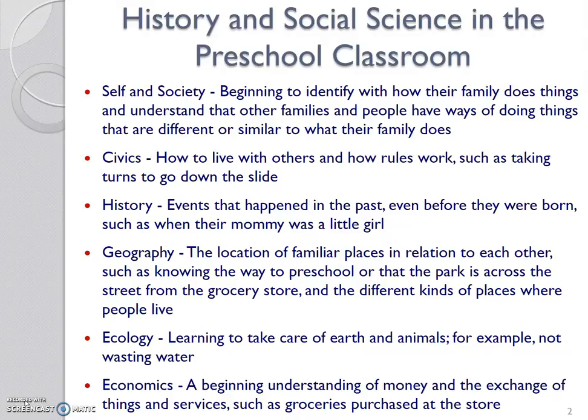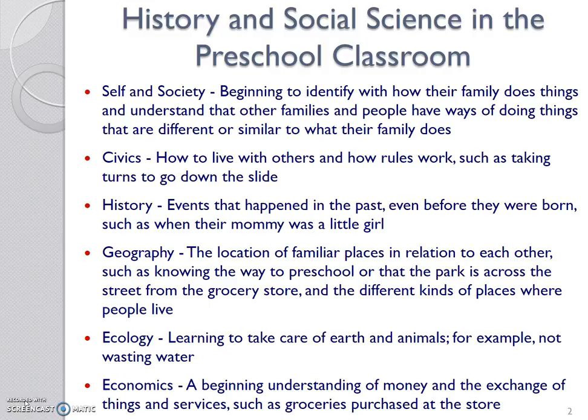History and social science also includes the concepts of place and geography. And this has to do with the location of familiar places to the child, and then also knowing how those places relate to each other. It can be a map of our playground, or how we walk to the park, or knowing that I live on one street and the grocery store is on another street.